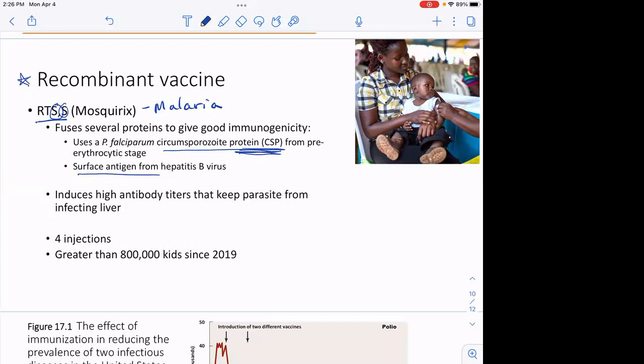So they threw all that together to get our immune system to prevent those Plasmodium protozoa from entering our hepatocytes, our liver cells, to begin with. And it works to some extent. It induces enough antibody to keep that from happening part of the time. How effective is it? In their trials, about 30% effective in preventing severe malaria.